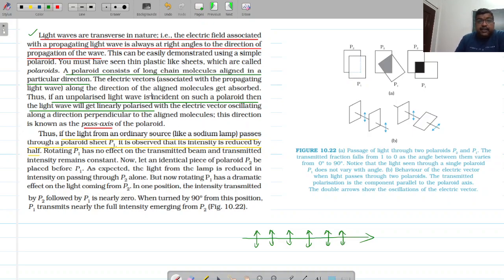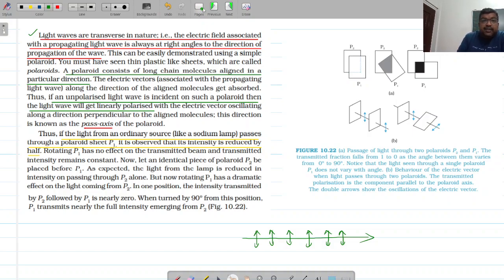Now what they have done is take a Polaroid and keep that Polaroid in the path of the light. What does a Polaroid have? A Polaroid consists of long chain molecules aligned in a particular direction. Now if an unpolarized light wave is incident on such a Polaroid, then the light wave will get linearly polarized. So when a light wave is made to pass through a Polaroid, the light wave gets linearly polarized.